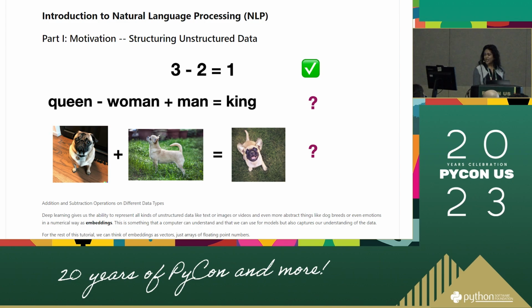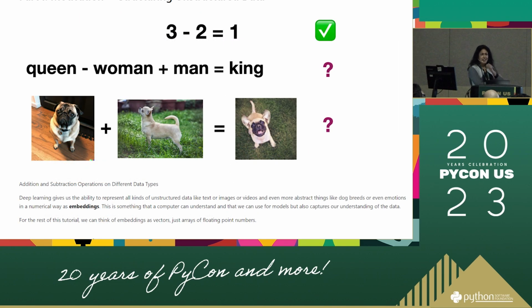So we covered addition and subtraction on different data types. I'll now make this a bit bigger. It's text. So deep learning gives us the ability to represent all kinds of unstructured data like text, images, video, and even more abstract things like dogs or even emotions in a numerical way as embeddings. This is something a computer can understand and that we can use for models, but also captures our understanding of data. For the rest of this tutorial, we can think of embeddings as vectors, just arrays of floating point numbers.